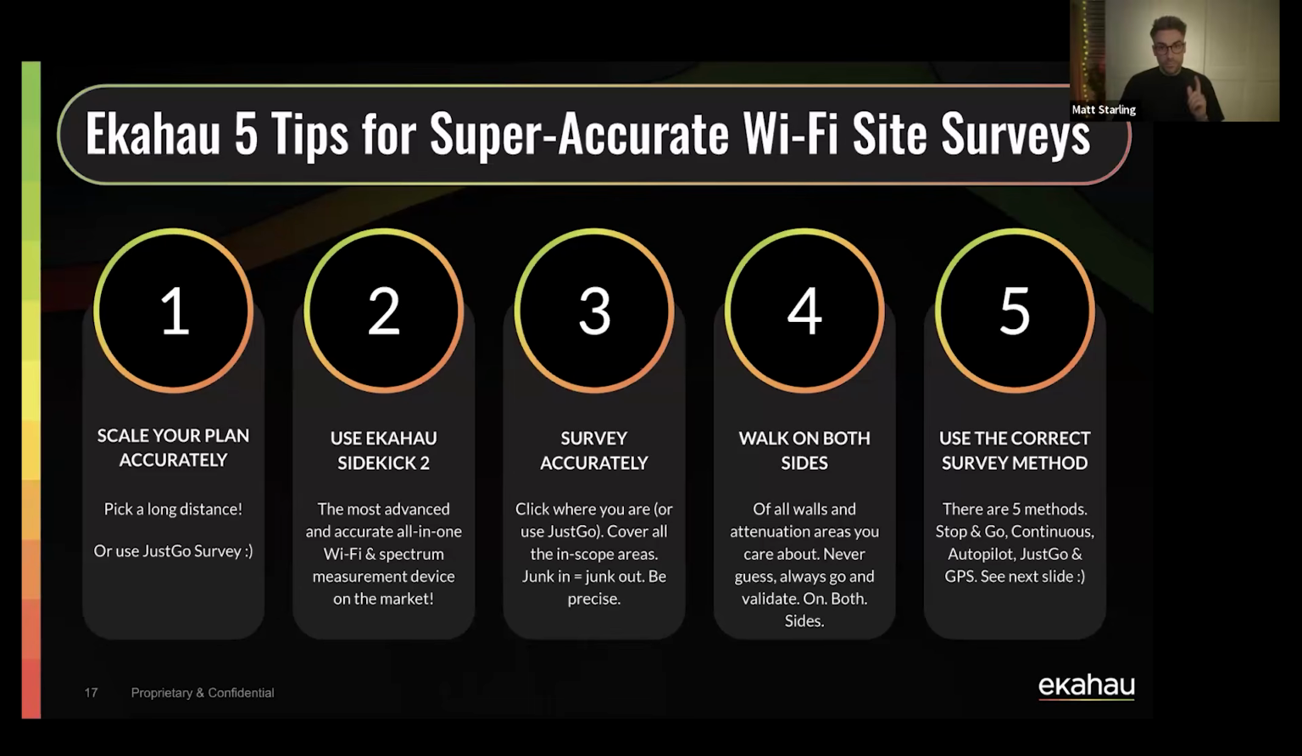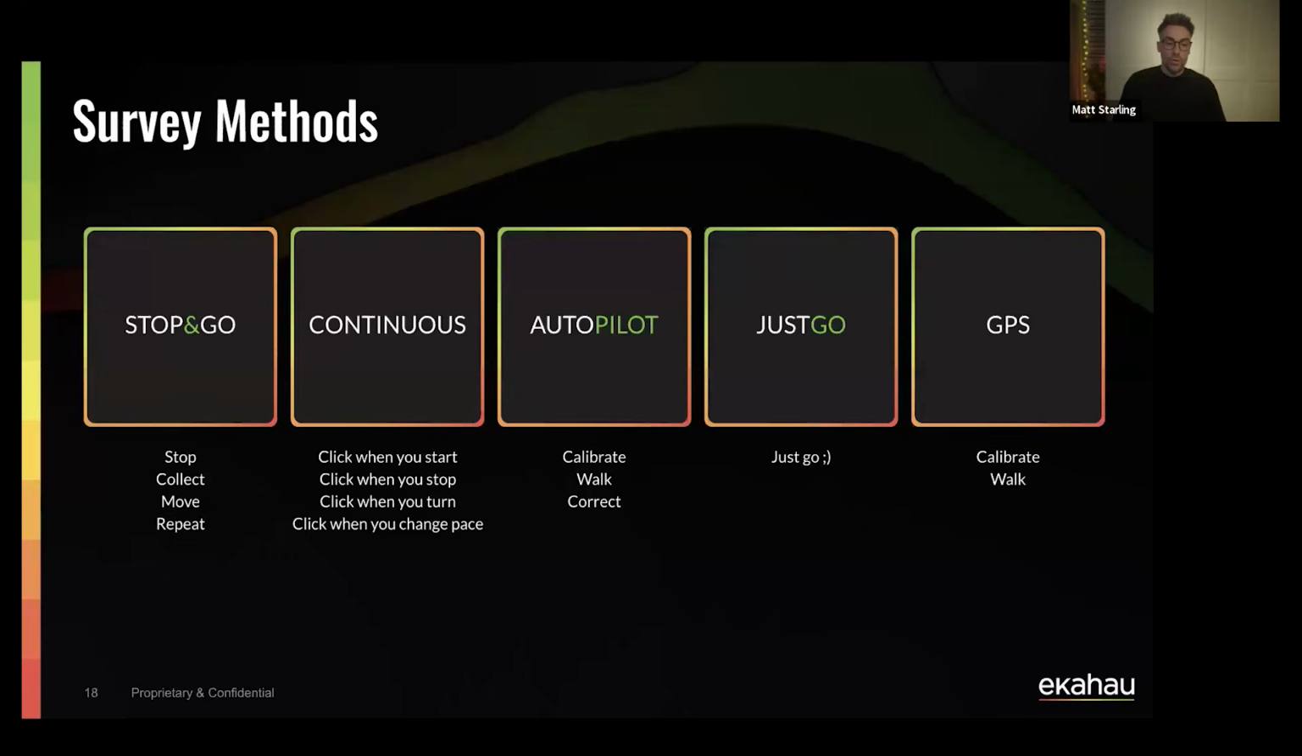And then finally, use the correct survey method for your environment. We have five different options for you: stop and go, continuous, autopilot, just go, and GPS. Rather than explain them on this slide, we're actually going to break it down and go into each and every single one and give you some tips on how to use each method appropriately and get the best out of it. So first of all, Troy, why don't we start with stop and go?